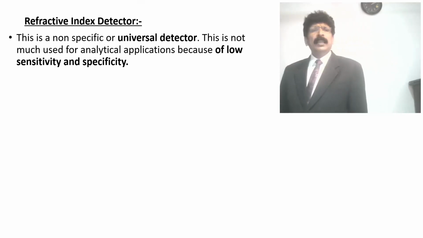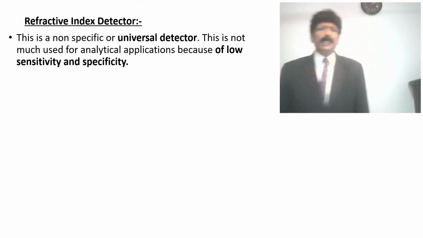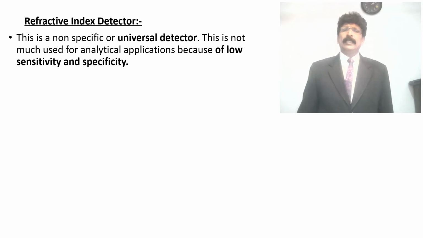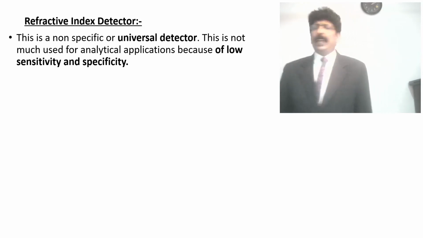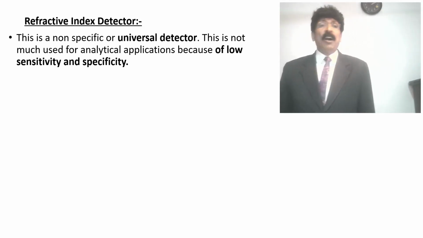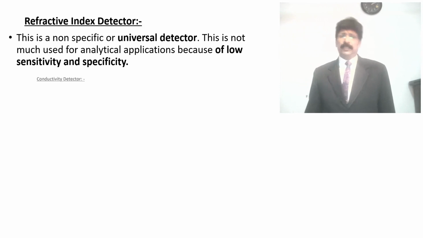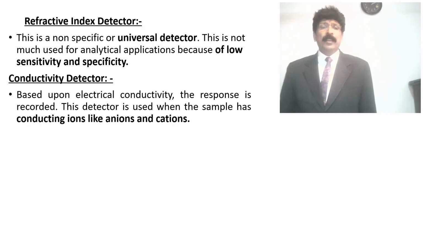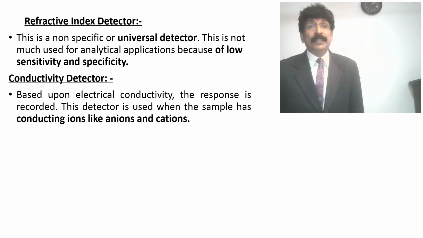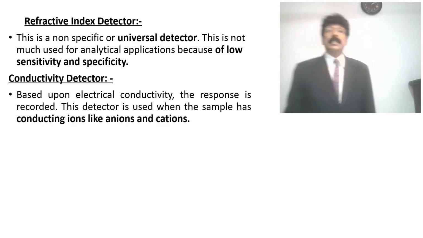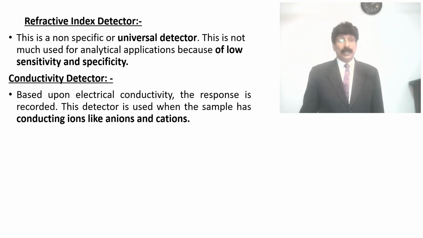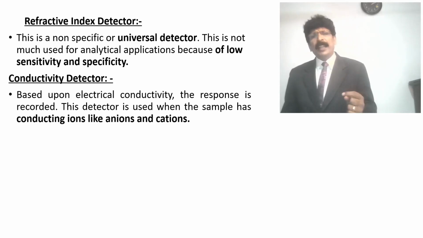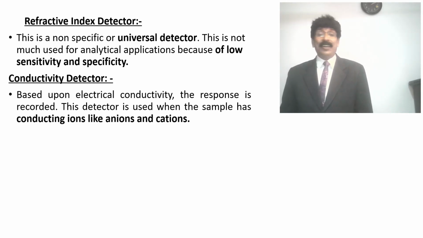Refractive index detector is a common detector. This is a non-specific and universal detector. It is not much used for analytical applications because of low sensitivity and specificity. Conductivity detector can also be used. Based on the electrical conductivity, that response is recorded. The detector is used when the sample contains conducting ions, like anions and cations, which is possible.